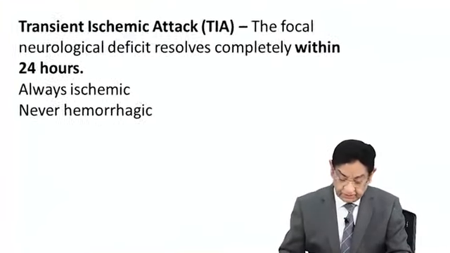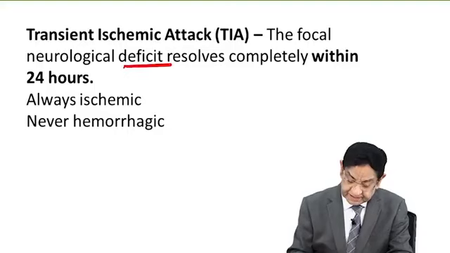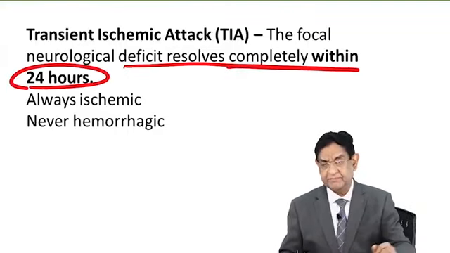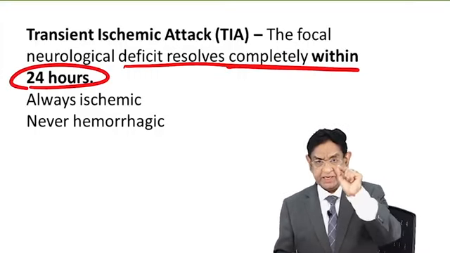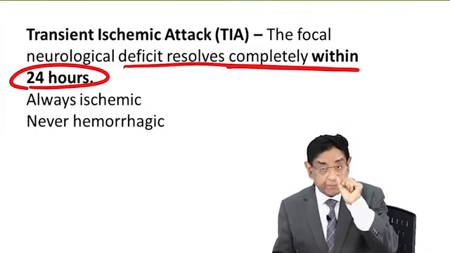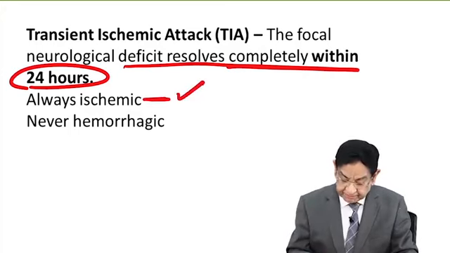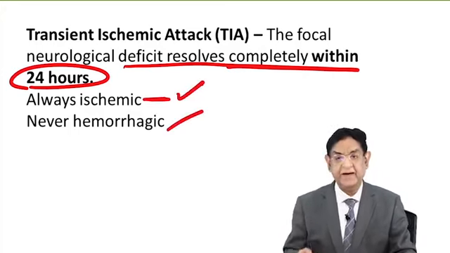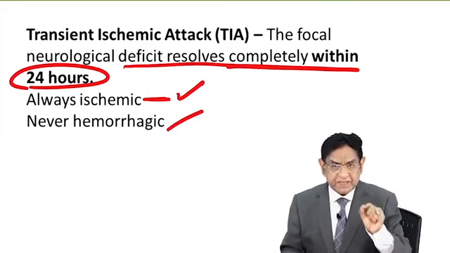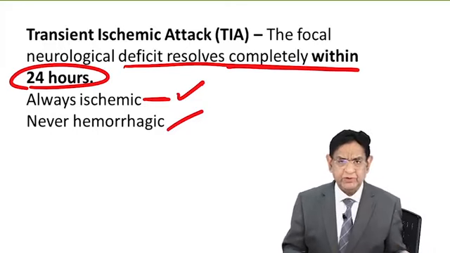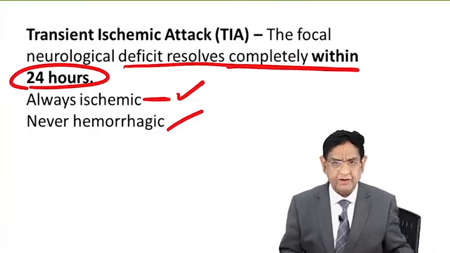So, what I told you, in TIA the deficit is there, but it resolves within 24 hours, the point I mentioned in the previous slide. But there are certain very important points. TIA is always ischemic. It is never hemorrhagic. It means what? A TIA patient comes to you, you are sitting in the OPD right now.